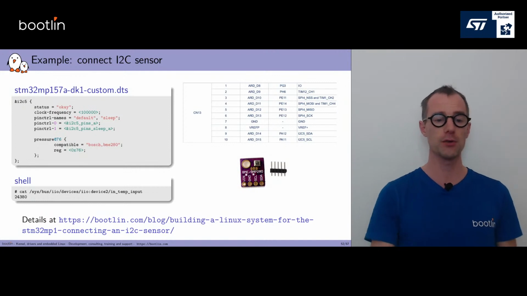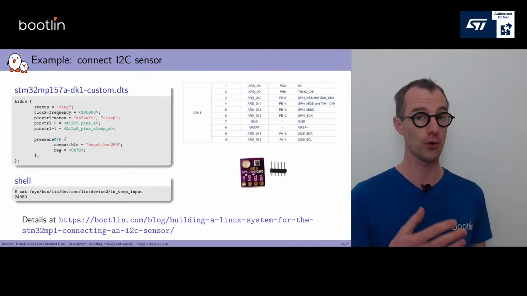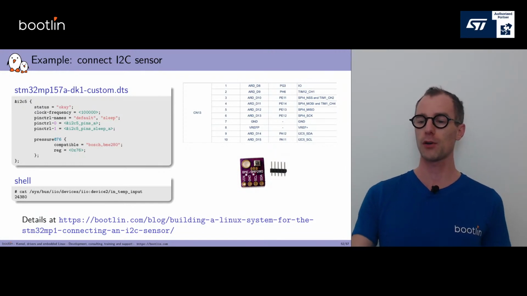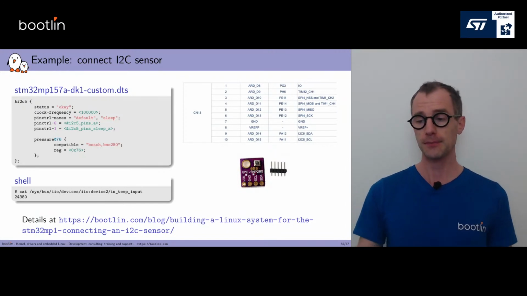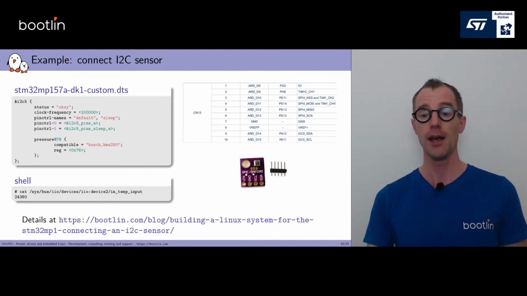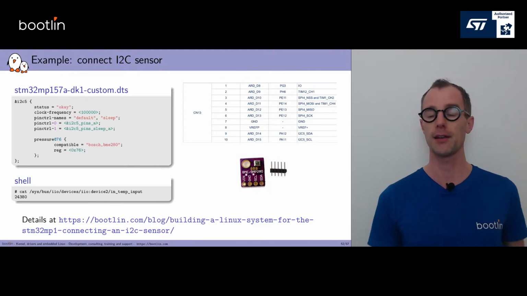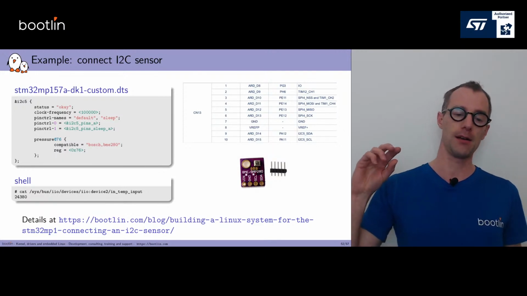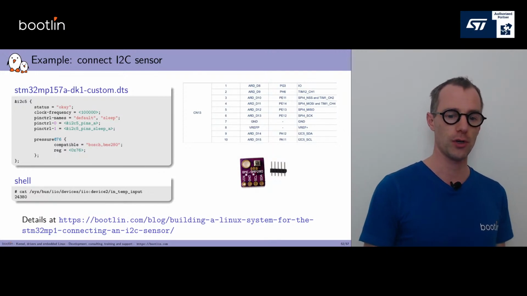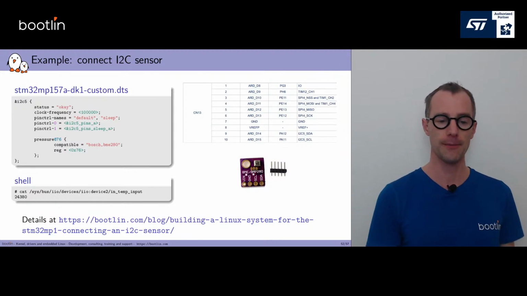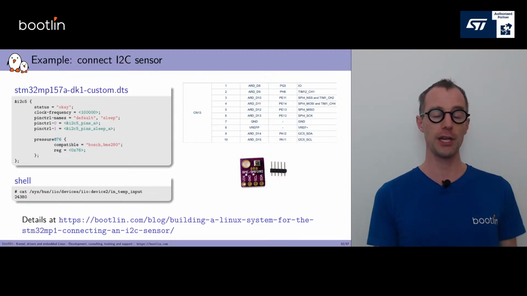And here we can use an existing pinmux configuration, of course, after checking that this configuration is indeed going to be configuring PA12 as the data line and PA11 as the clock line, as can be seen on the right side and in the board datasheet. And finally, as a subnode of the I2C controller, we describe the particular I2C device that we have connected, which is this Bosch BME280.